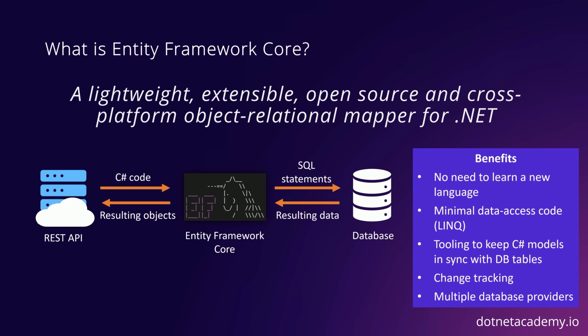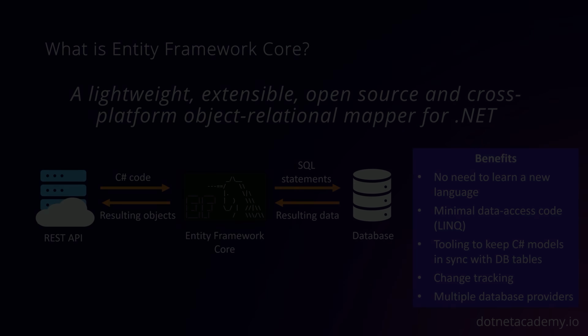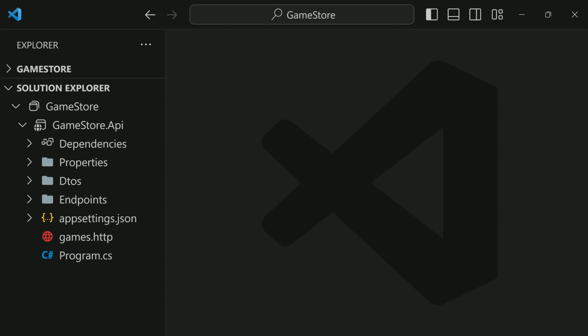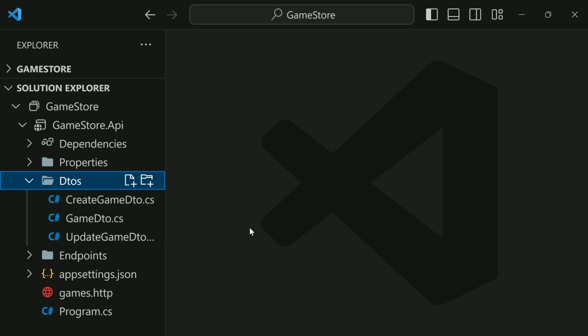Let's now see how to use Entity Framework Core to add database support to our Game Store REST API. The first step towards adding database support into our API is to define the class or classes that are going to represent the data model of our application. Now, could we just go ahead and use our DTOs for that? You could try to do that, but in general, that's really a bad idea. Remember that the DTOs represent the contract between your API and the clients, right? And that should rarely change.